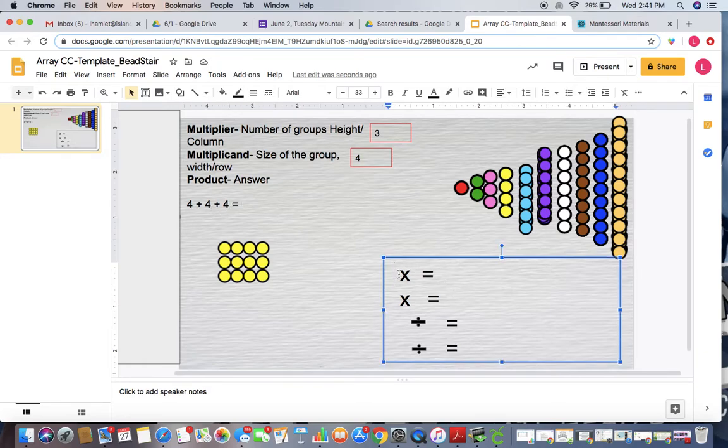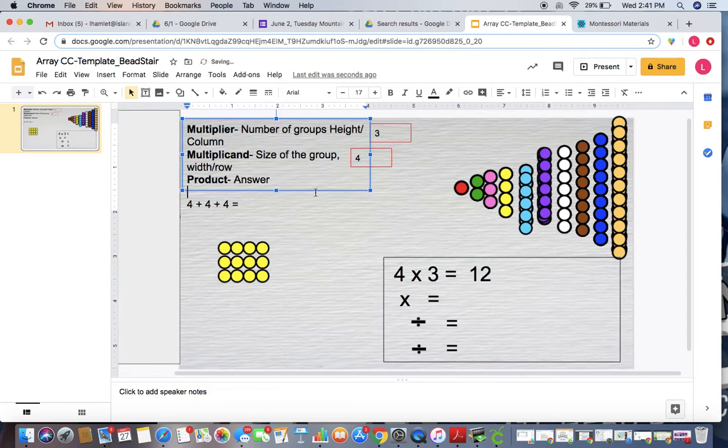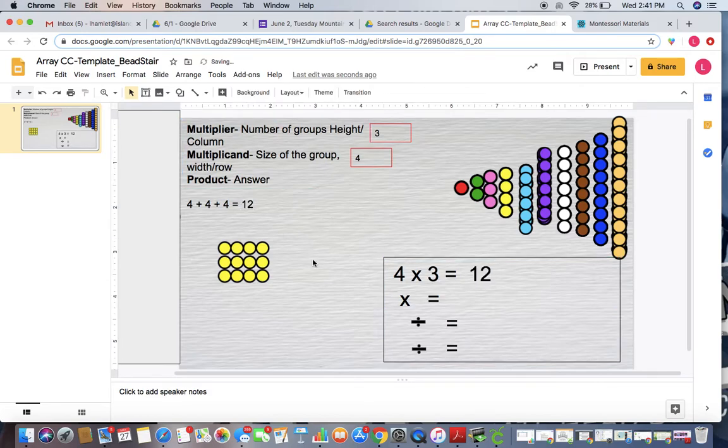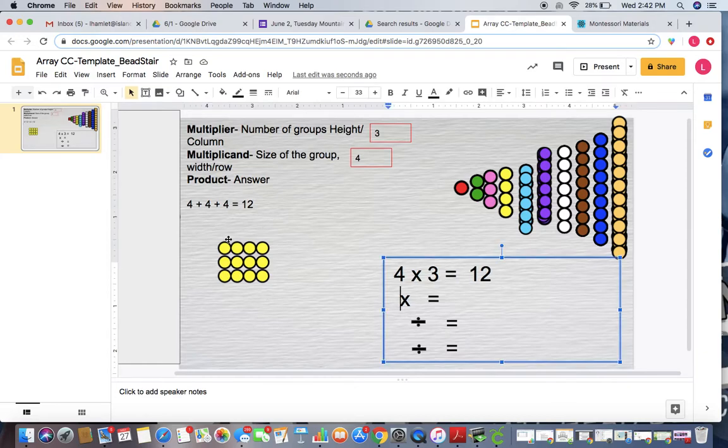So when we write a multiplication sentence, we can take our multiplicand, which is 4, and our multiplier, which is 3, and say 4 times 3 is 12. And we also now know we can solve our repeated addition sentences. So we have our group size of 4, or our row, and then we have our number of groups, or our height in columns, which is 3. 4 times 3 equals 12. So this is represented here in our array.